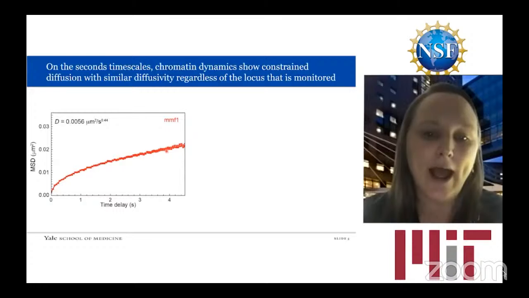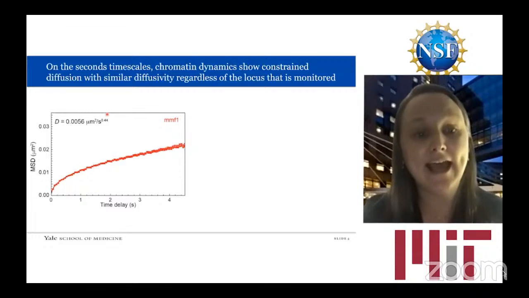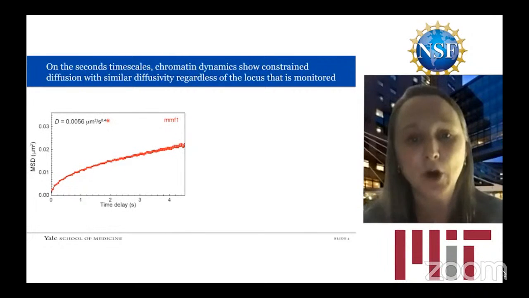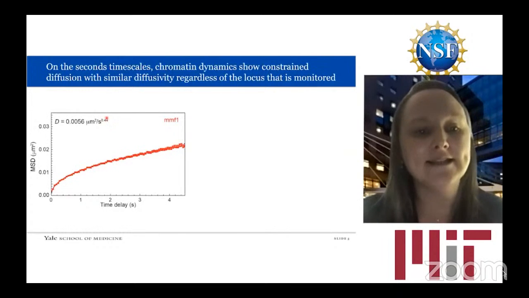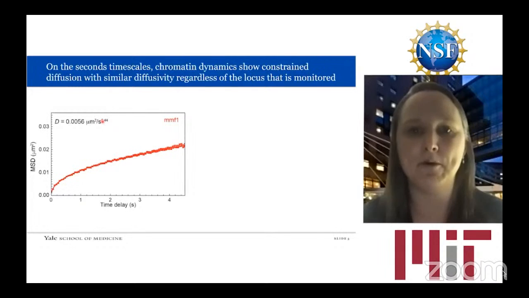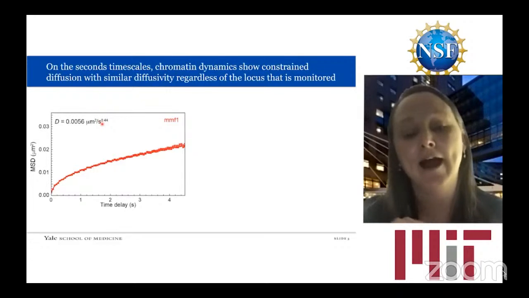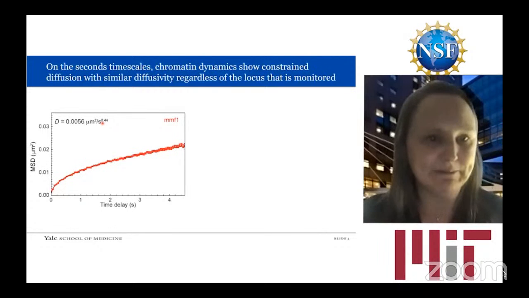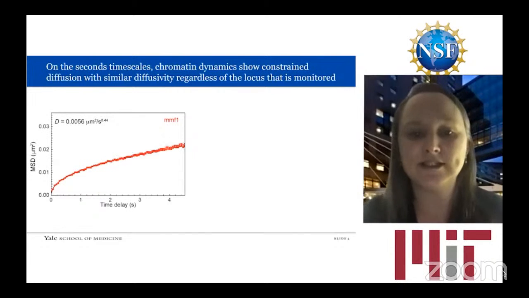And this can be described by a scaling exponent. Though I don't have a lot of time to talk about this today, we have determined the scaling exponent that's appropriate for fission yeast by fitting data, such as the data that I'm showing you here. That scaling factor is between 0.44 and 0.45. More information on that aspect of this work is available in the preprint, but I don't have time to talk about it today. So we observe a characteristic diffusivity on this time scale, and I just want to point out this is the seconds time scale for an individual locus like MMF1.